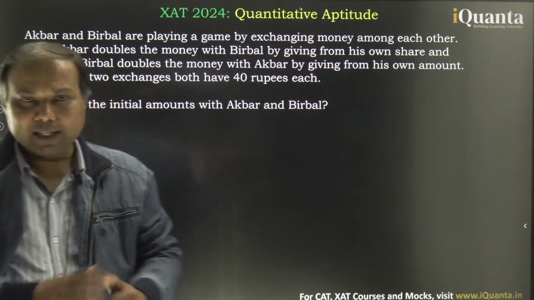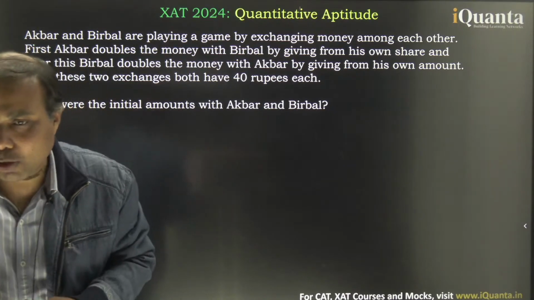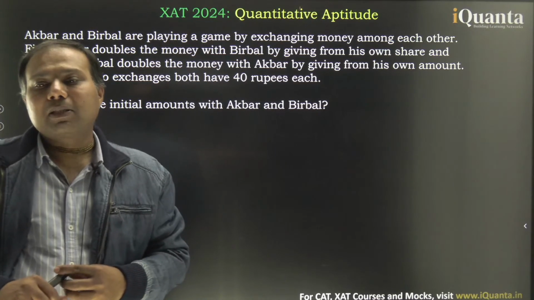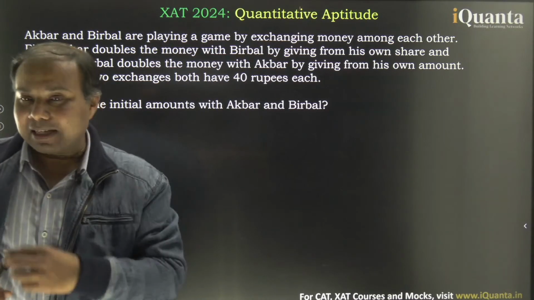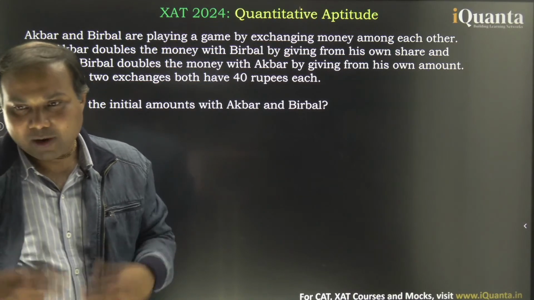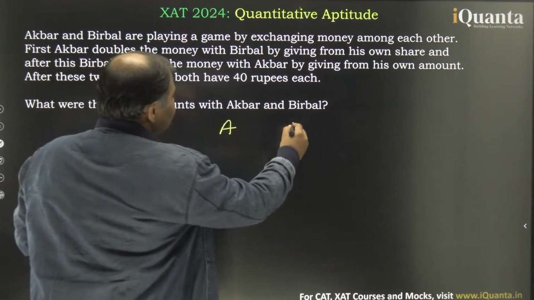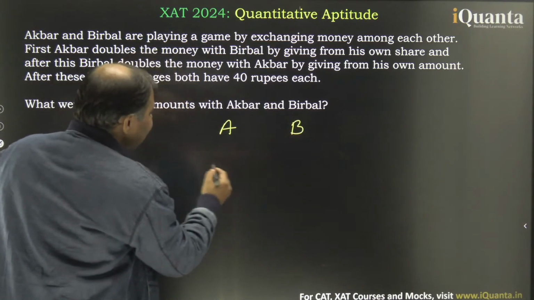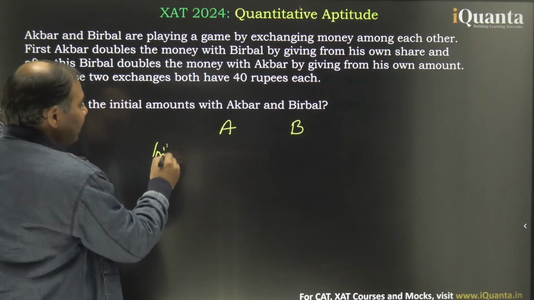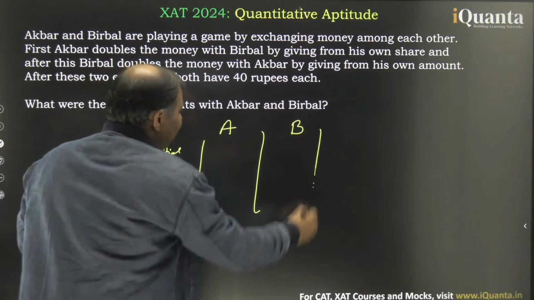Okay, so let's continue. As I said earlier, we could have made an equation also if you have done so, but many of you have given the reason that we could have gone in the reverse order. So what is that reverse order? There are 2 persons, Akbar and Birbal. Initially they had some amounts, so I am making a table. Initially they had some amounts.